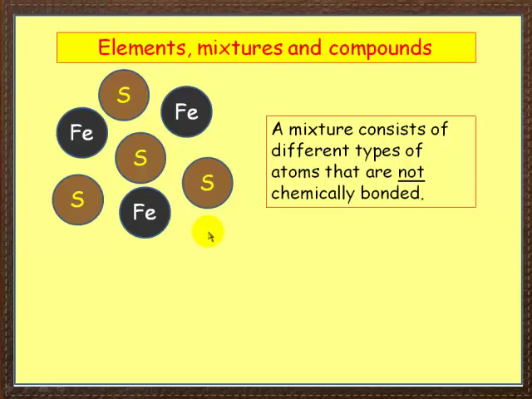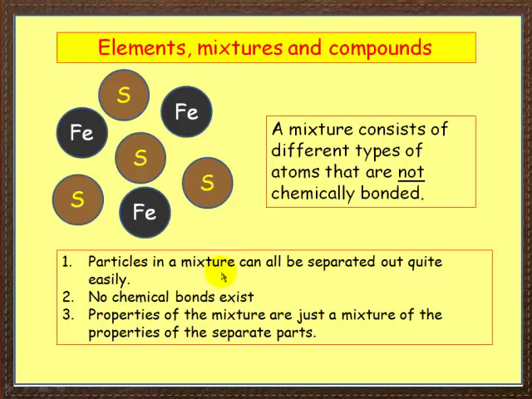Now a mixture contains different types of atoms, and here you can see we've got sulfur and we've got iron. The key thing here though is that these are not chemically bonded together. It'd be very easy to separate these. With a magnet we could easily separate out the iron particles. Okay, they're not chemically bonded together. So particles in the mixture can all be separated quite easily. So here we know we can separate this using a magnet, couldn't we, for example?